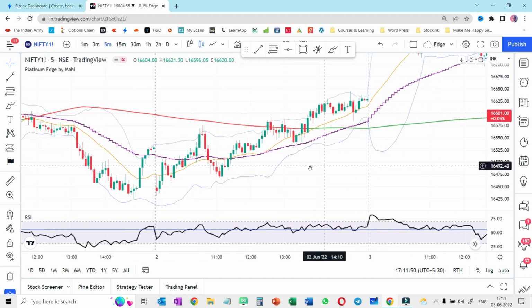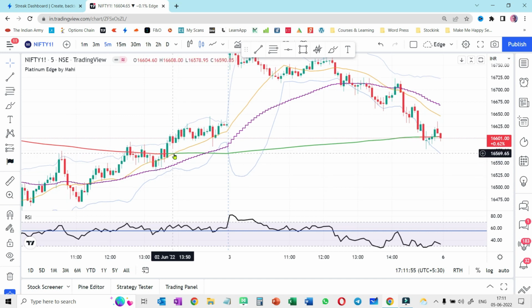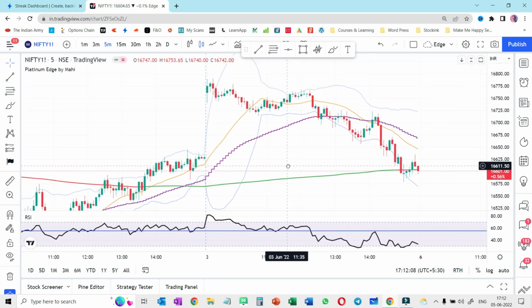Now when a bullish move comes, it will cross the SMA 20, 200 moving average and EMA 50, and the RSI will be above 50. This is a good time to enter. Now if you see, it has just fallen after that.